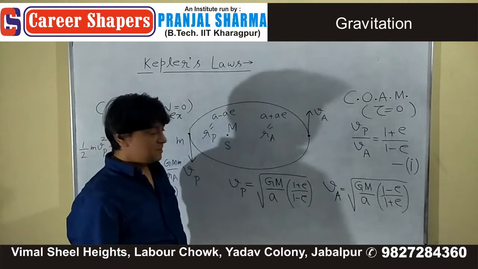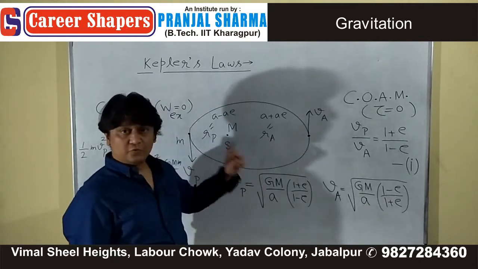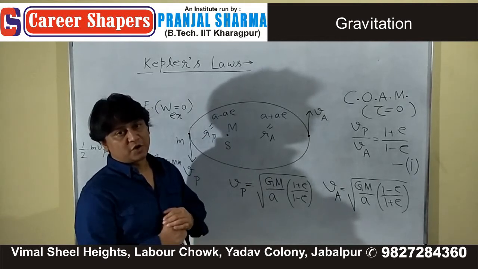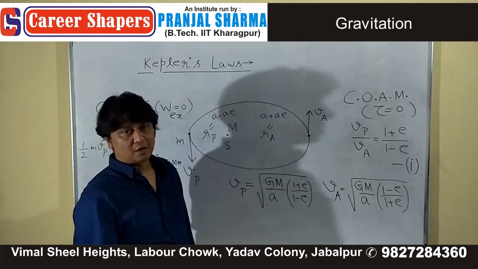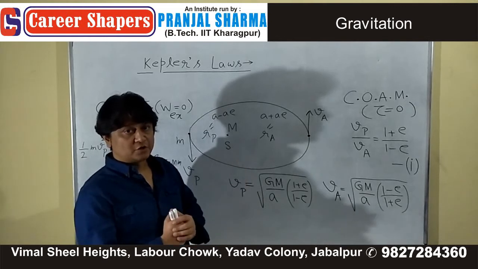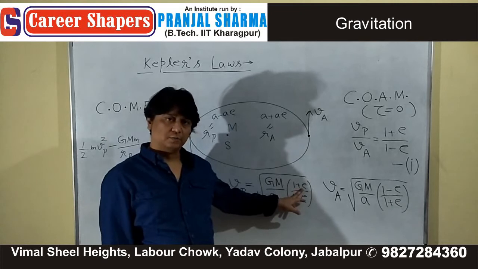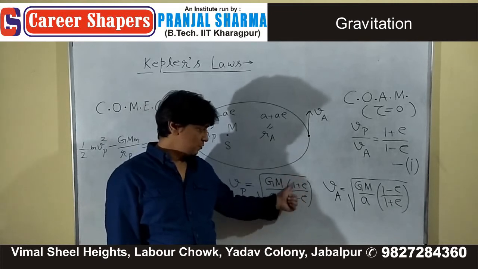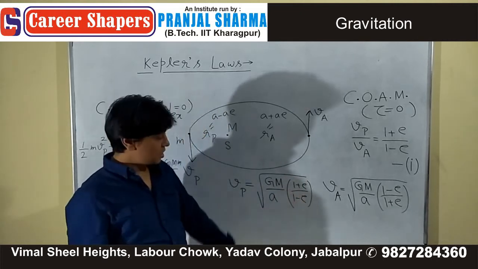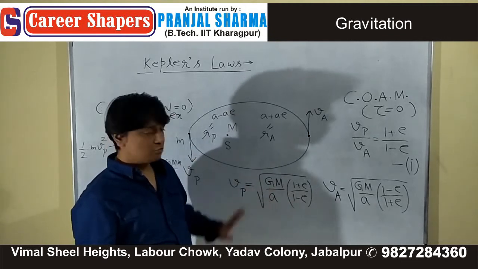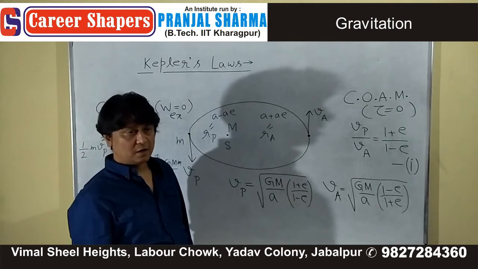First check. Second check. For a circular orbit, if you remember, orbital velocity was root over GM by r, where r was the radius of the orbit. For a circular orbit, your E is 0. This is gone, 1 upon 1. For a circular orbit, your A is R. And therefore, Vp is coming root over GM by r.